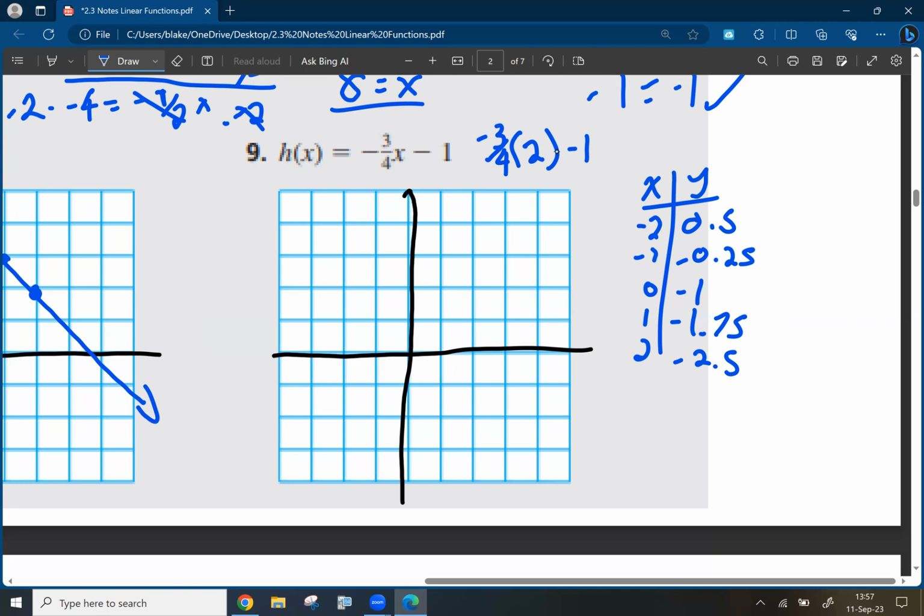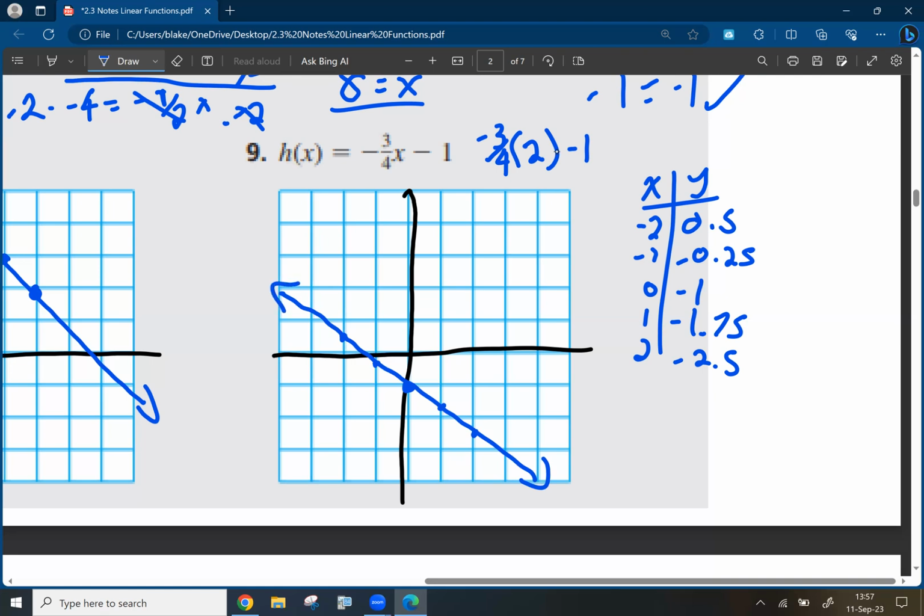So I can fit these on here, negative 2.5. Oh, that would be positive. Negative 2 and positive 0.5. Negative 1 and negative 1/4. 0, negative 1. 1 and negative 1.75. And then 2 and negative 2.5. So it's a very low line, but there it is.